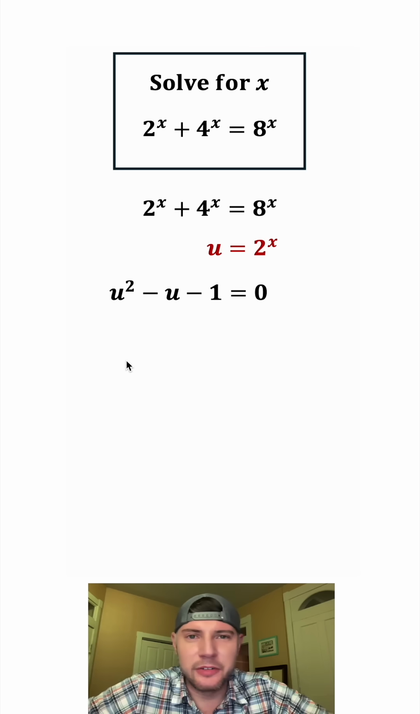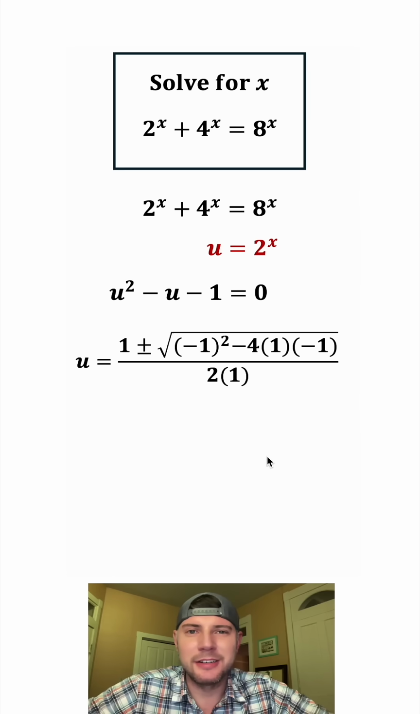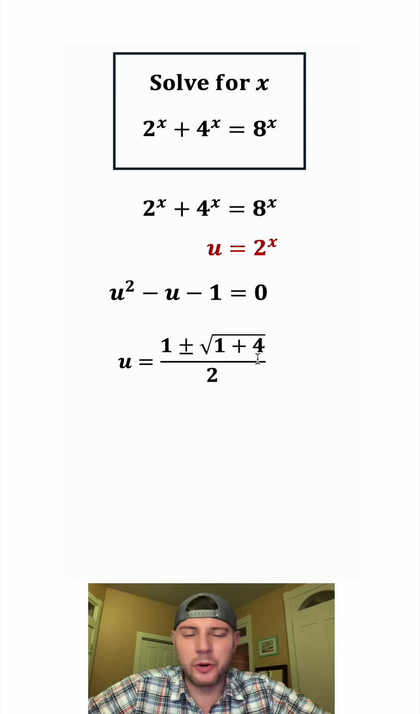From here, there's no way we're going to factor this, so let's do the quadratic formula. a is equal to 1, b is equal to negative 1, and c is equal to negative 1. For both the a's, we'll plug in 1, and then negative b would be negative 1, which is positive 1. And in the place of this b, we'll plug in negative 1, and in the place of the c, we'll plug in negative 1. The quantity negative 1 squared is equal to 1. Negative 4 times 1 times negative 1 is positive 4, and 2 times 1 is equal to 2. From here, 1 plus 4 is equal to 5, and we end up with u is equal to 1 plus or minus square root of 5 over 2.